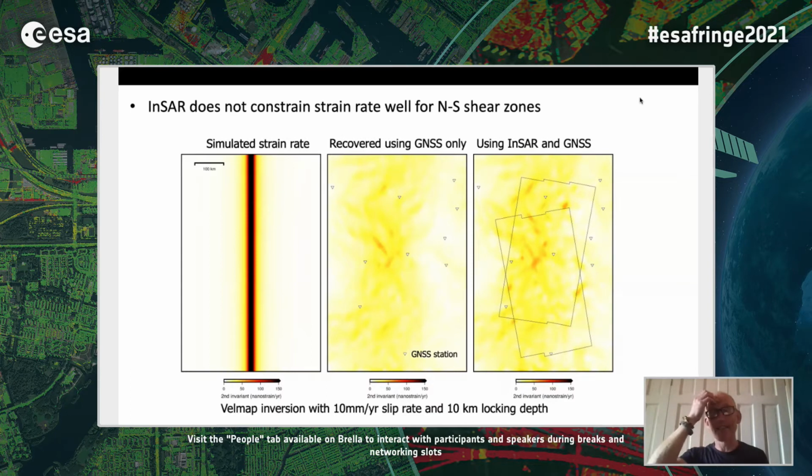If we add in InSAR, so line of sight InSAR, and you can see both an ascending frame and a descending frame shown in the simulation, even in the area where we have good overlap of those two frames, we don't actually really improve our strain rate estimates very well at all. And again, that's not surprising because we know there's very little sensitivity to the direction of movement in this case from the InSAR, so it doesn't really help.